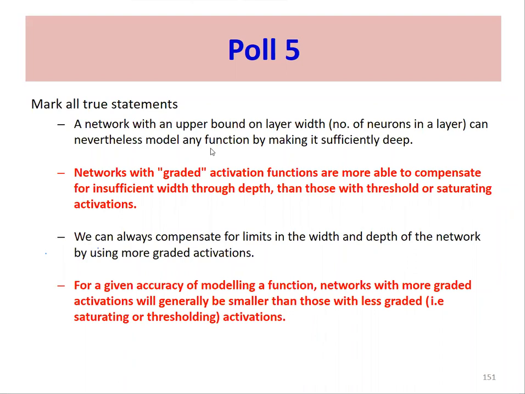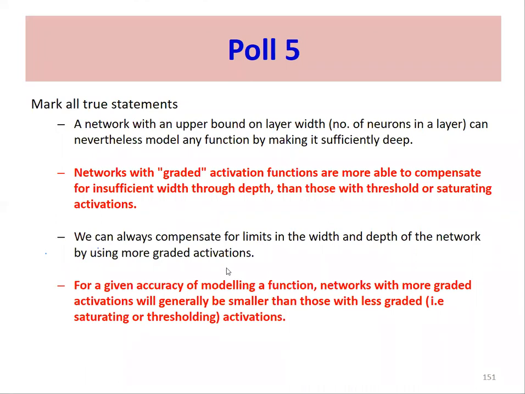Nevertheless, networks with graded activation functions are more able to compensate for insufficient width through depth than those with threshold or saturating activations, which is why sigmoids are not great. Tanh, once you go beyond a limit, is not great. We can always compensate for limits in the width and depth of the network by using more graded activations.